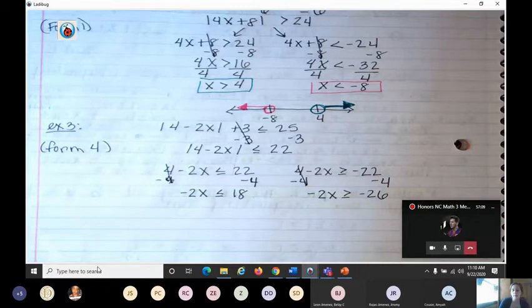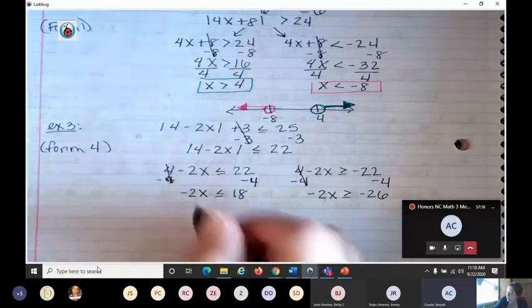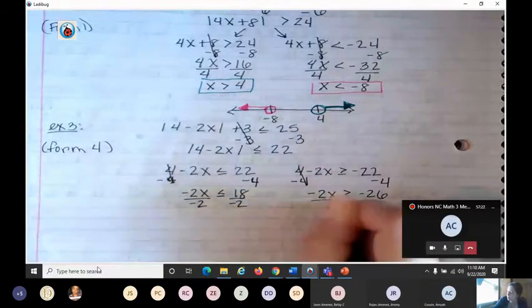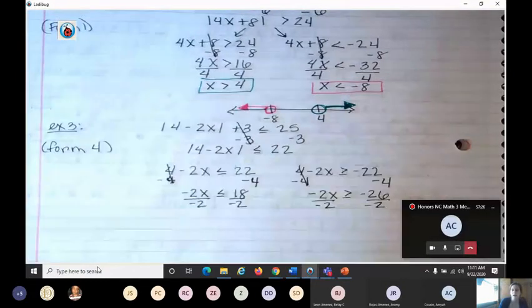Now, can somebody tell me what my next step is going to be? Divide by -2. Perfect. So we're going to divide by -2. Thank you. And when we divide by a negative, does anybody remember what happens with inequalities when we divide by a negative?